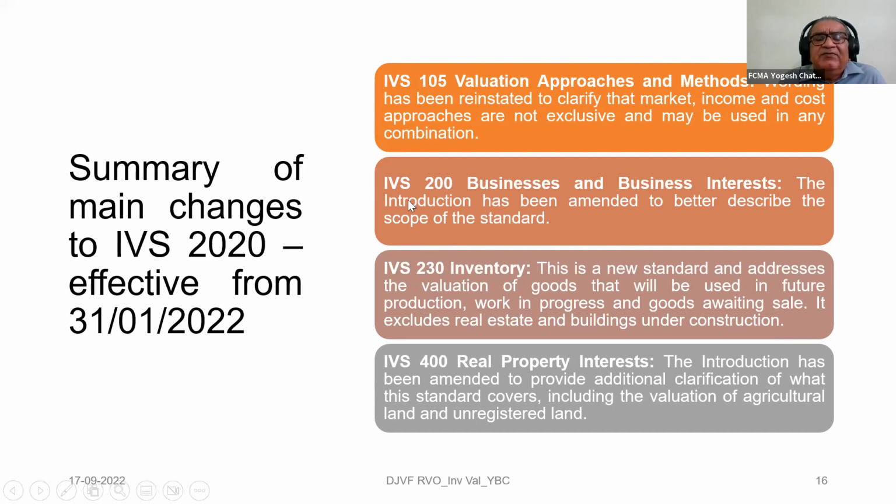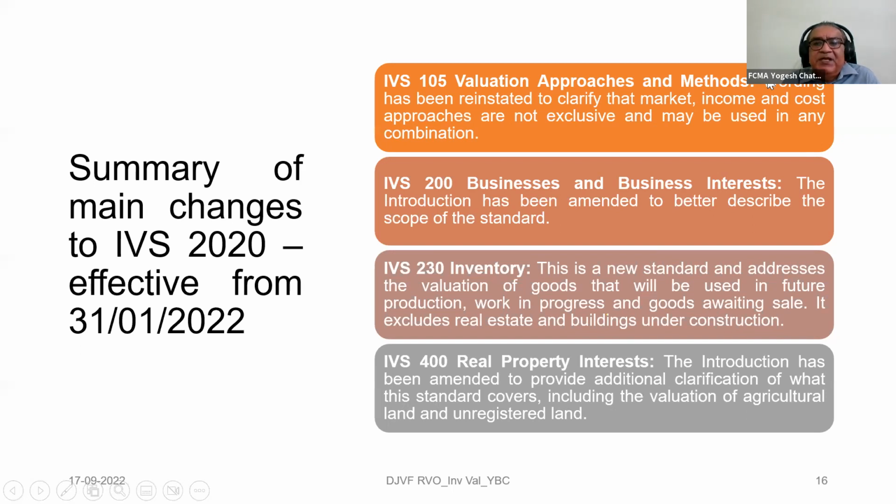And then we have IVS 200, businesses and business interests. It relates to mergers and acquisitions or business combinations. Their introduction has been amended to better describe the scope of the standard. And IVS 230, again, is a new chapter, as we have seen repeatedly. This is a new standard and addresses the valuation of goods that will be used in future production, work in progress, and goods awaiting sale. It excludes real estate buildings under construction.